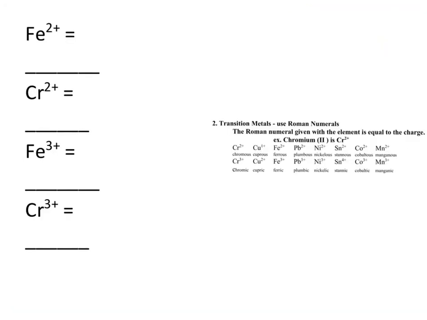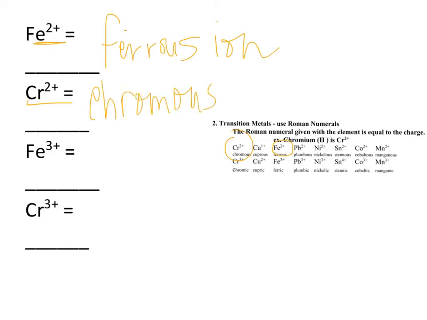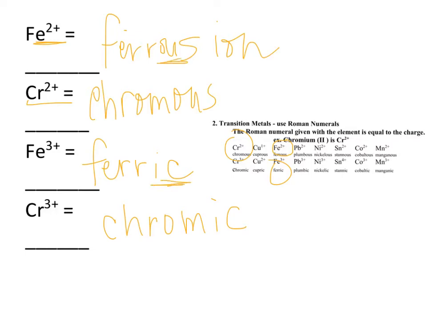So if you look at this, we've got iron 2 plus. These are our same ones. And if you go over here, iron 2 plus is the ferrous ion. Save ferrous. Just kidding. Okay, so then Cr 2 plus over here is chromous. And iron 3 is ferric. And chromic. So notice it follows what we said before. The lower of the two is the -ous, and the higher is the -ic.